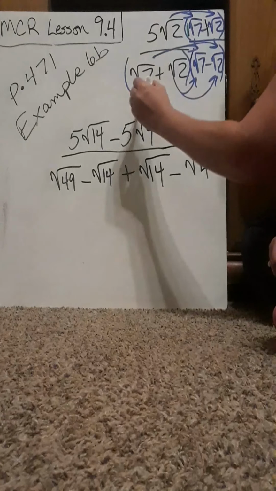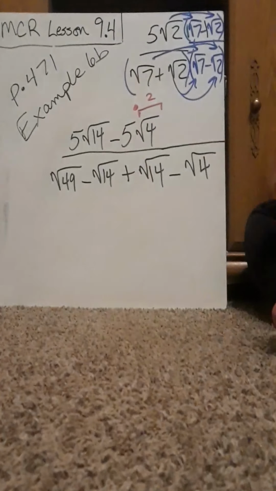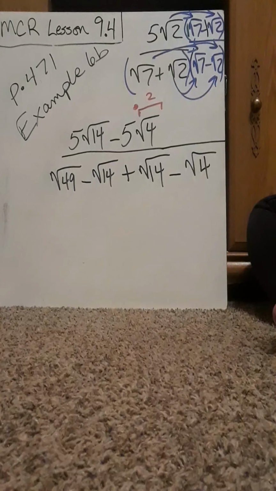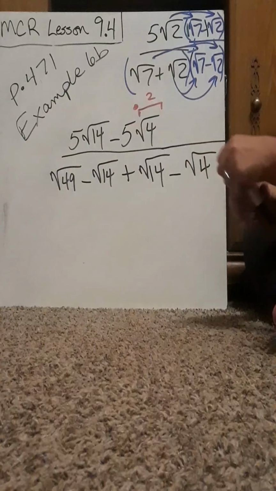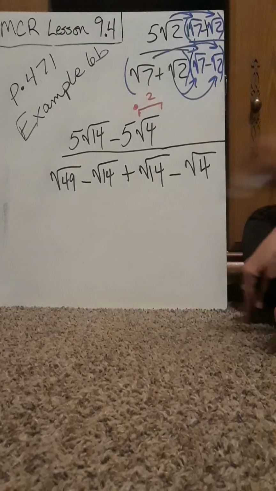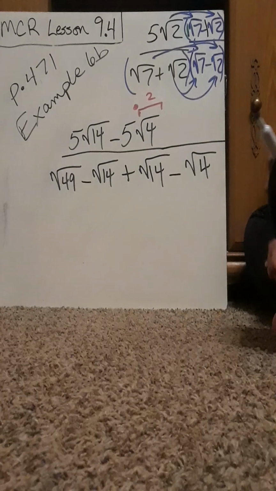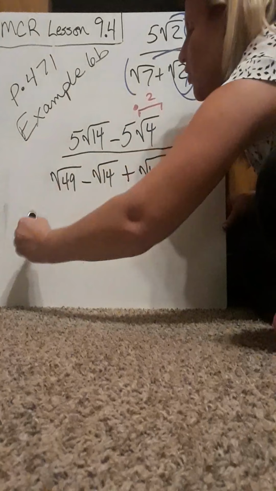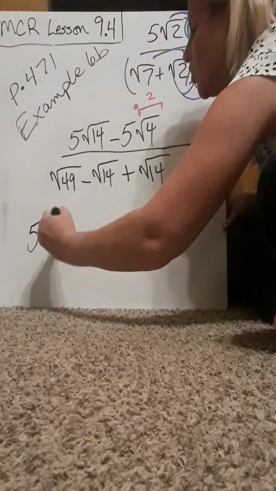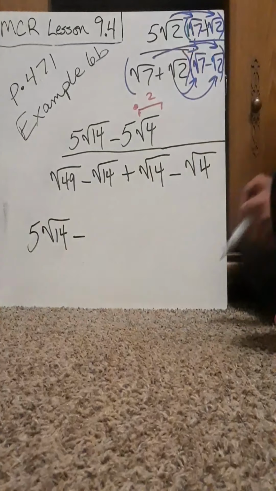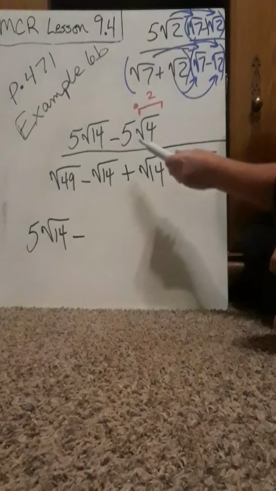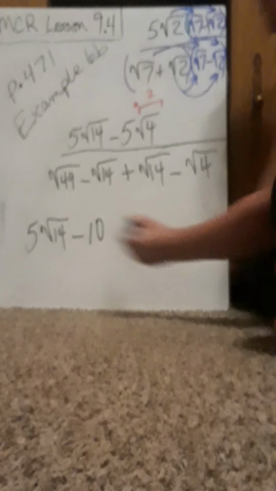And the 5 and the 2 are going to get multiplied. Okay. 5 square roots of 14, I don't think we can do anything with that. 14 is not a perfect square, and it doesn't have a factor that's a perfect square. So this 5 square roots of 14 we're just going to bring down. Bring down the minus, and then the square root of 4 became a 2, and then the 5 and the 2 get multiplied. So that becomes a minus 10.